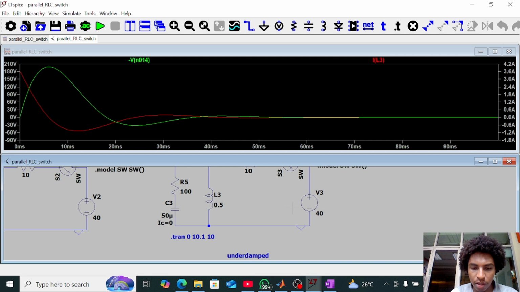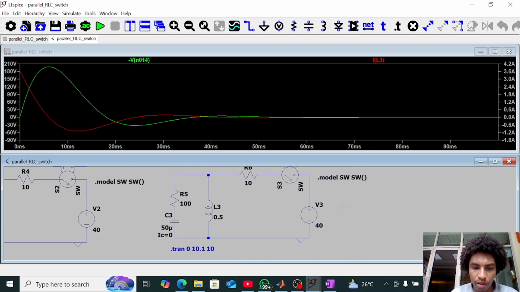So this is the last case, the underdamped case, R equal to 100. So this is the voltage, and this is the current in the inductor. The voltage now takes the green color, and the inductor current takes the red color.